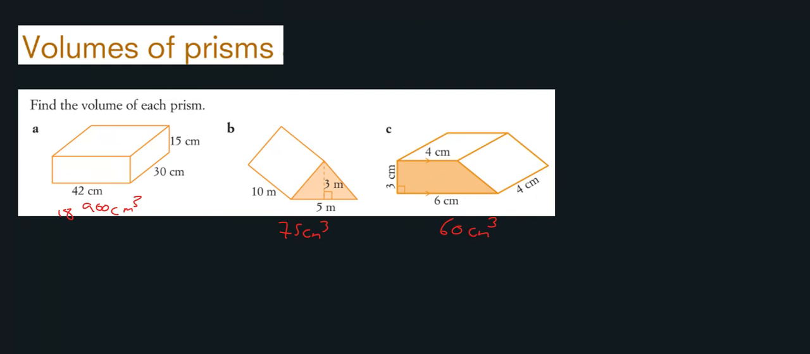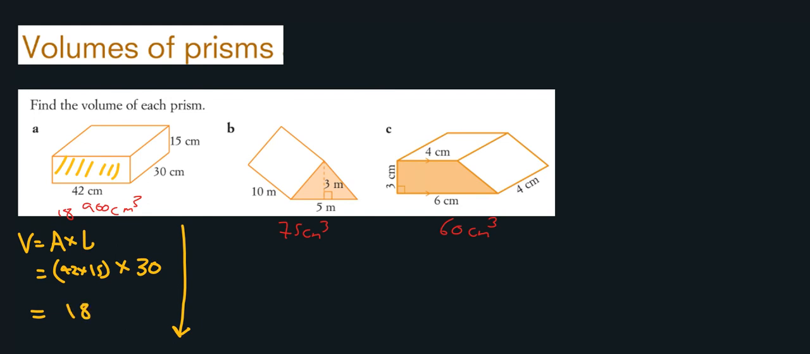Okay, so hopefully you've done that now. Now we should be producing a structured vertical solution. So we start off with A multiplied by L. The area of the cross section there is going to be 42 multiplied by 15. This is the cross section, multiplied by the length, which is 30. And we get 18,900 centimeters cubed.